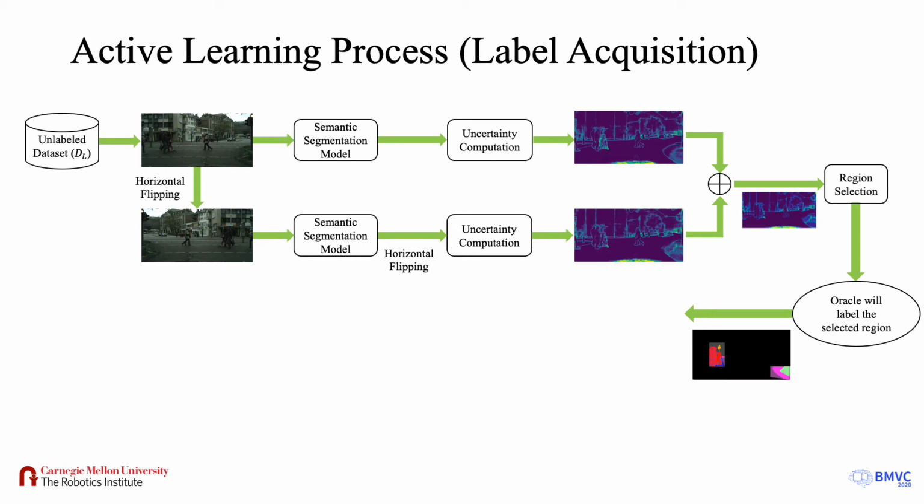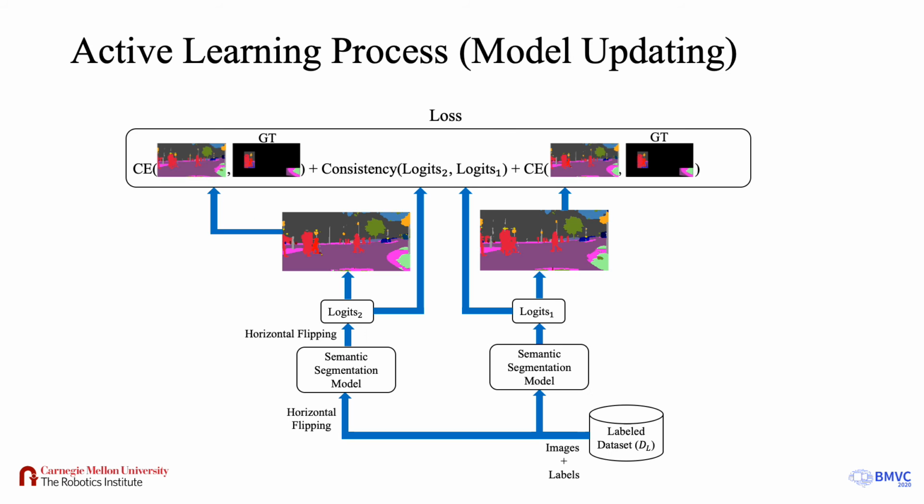After finding the most uncertain region among all the unlabeled data, we ask an oracle to provide the label for the selected region. Images which contain a labeled region will then be added to the labeled dataset. If an image is fully labeled, it will be removed from the unlabeled dataset. After updating the labeled dataset, we update the model with the labeled region.